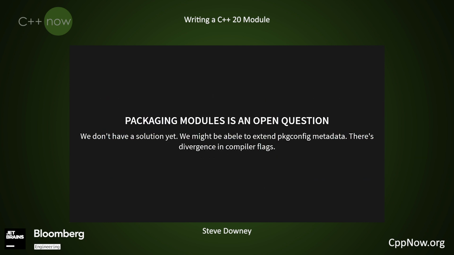Other things to consider, packaging modules. That's an open question. We have no good solution for this right now. We might be able to extend package config metadata to indicate what the module dependencies are. However, at this point, there's divergence in compiler flags. So explaining how to use a module correctly is slightly open. Hopefully, as we get modules actually working, we can restart the work with the tooling study group and get some consistency or at least metadata that we can share.